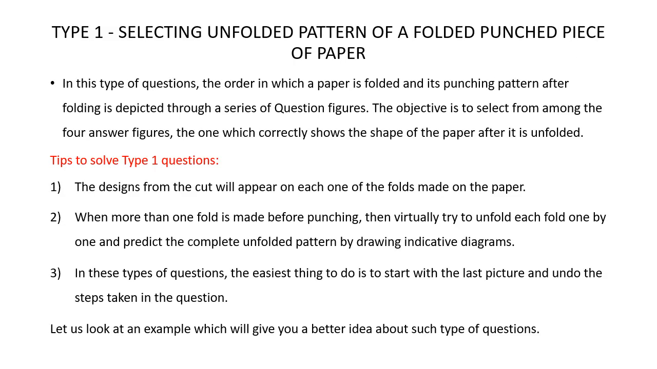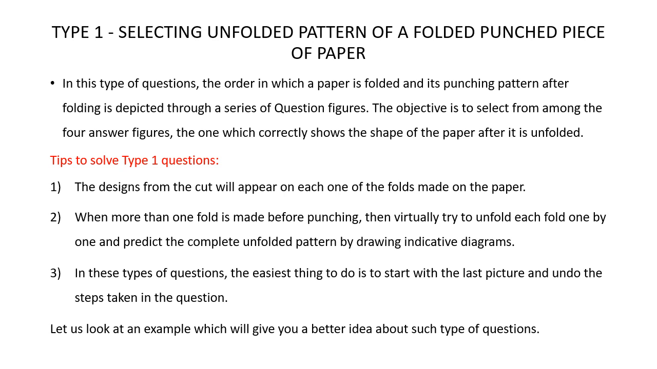Let's now learn more about the type 1 questions, which is selecting unfolded pattern of a folded punched piece of paper. In this type of questions, the order in which a paper is folded and its punching pattern after the folding is depicted through a series of question figures. The objective is to select from among the four answer figures the one which correctly shows the shape of the paper after it is unfolded.